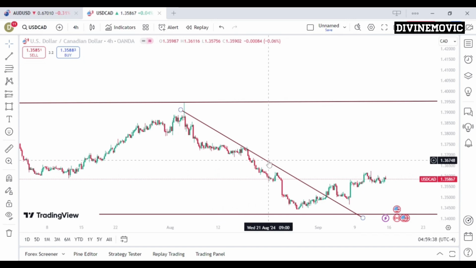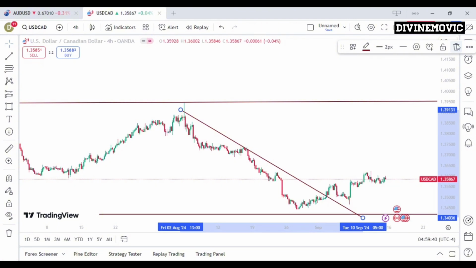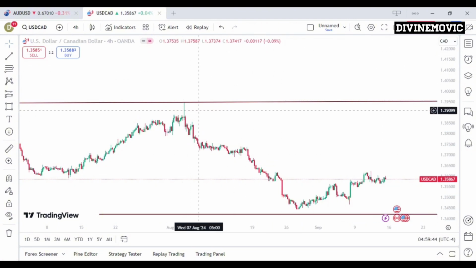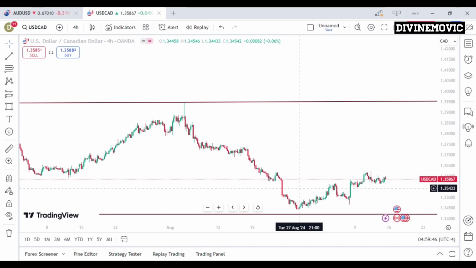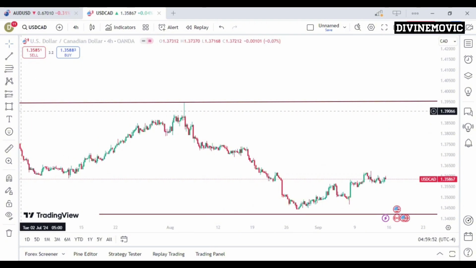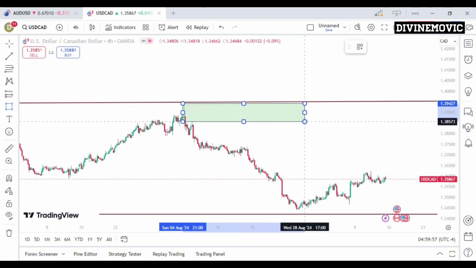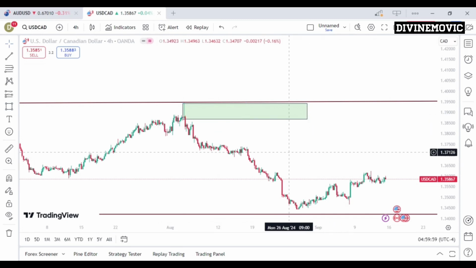Now, for us to know what to do next, we want to simply identify the supply and demand zone that price created from this key level to this key level, because those supply zones are going to be our exit point. Now, the first supply zone we can clearly see at this point is where price gave us this rejection here, right?